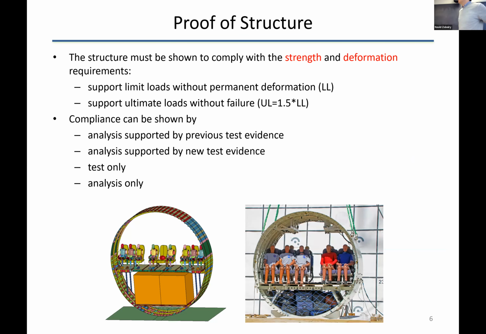So how do you show that the structure is safe? We call it proof of a structure, or substantiation. Two things. It must support limit load without permanent deformation. It must support ultimate load without failure for 3 seconds. So it must be able to handle 1.5 times the maximum load the aircraft would ever experience in its lifetime, and carry that load for 3 seconds minimum.